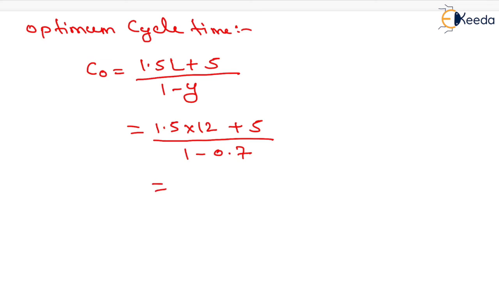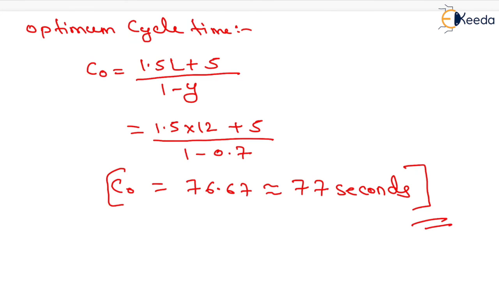After solving this, we have the value of optimum cycle time equal to 76.67 seconds, which is nearly equal to 77 seconds. That will be the value of the optimum cycle time.